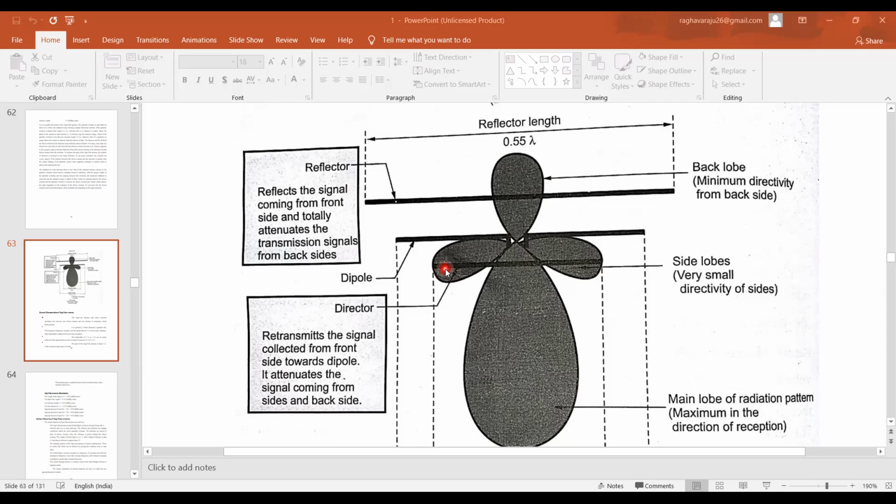So this is the reflector. This reflector reflects the signal coming from front side and totally attenuates the transmission signals from back side, and this is the dipole. And this is the director, which retransmits the signal from the front side towards the dipole.